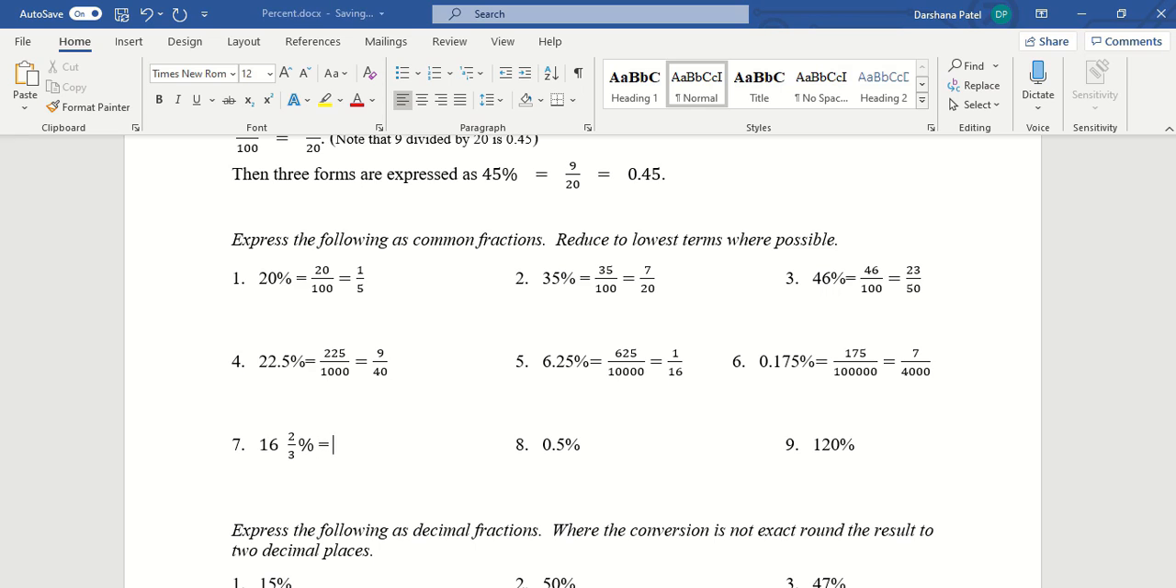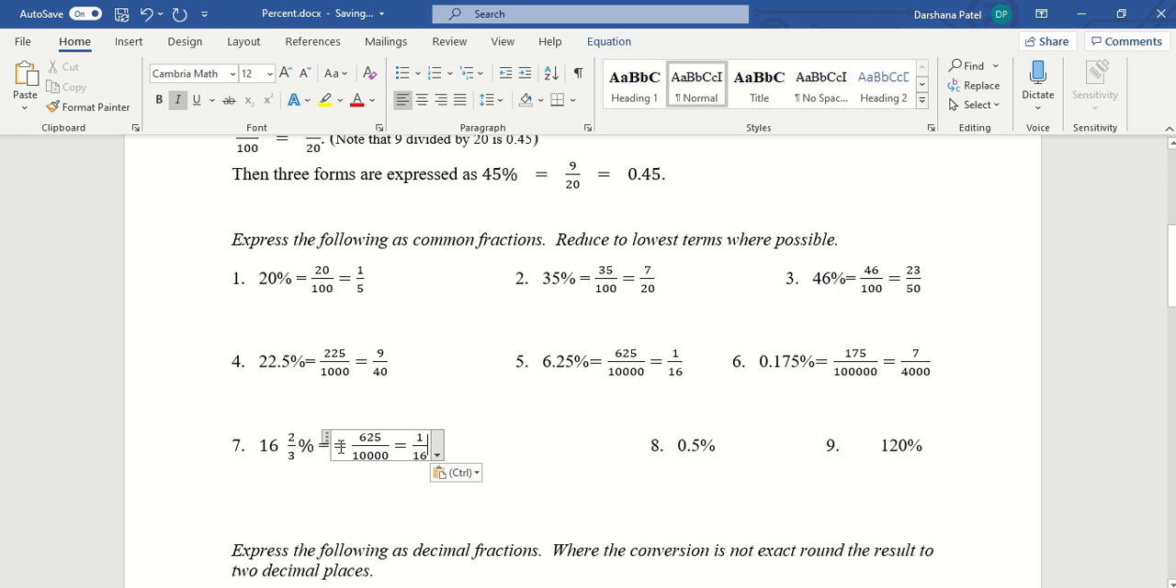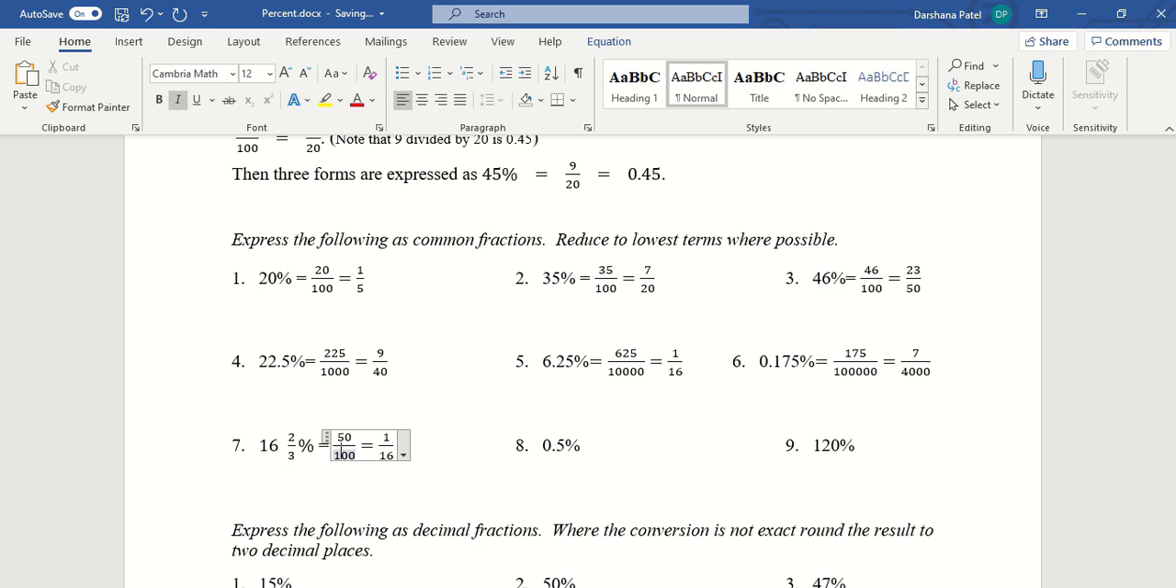So this will be basically 50 over 300, which we can reduce. Both get reduced by 50: 50 divides into 50 once, and 300 divides into 50, giving us 1 over 6.